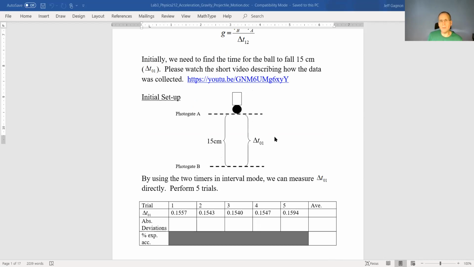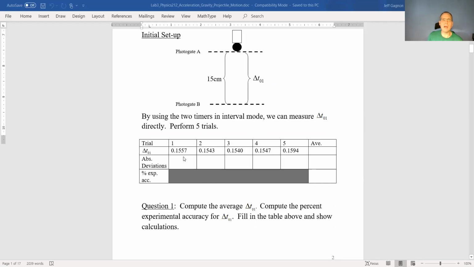So I did this for you, right? I did several ball drops, and these were the times that I recorded. I did 5 trials, and I got these particular values in seconds. So it took around 0.1557 seconds for my first trial for the ball to fall from the first to the second photogate.